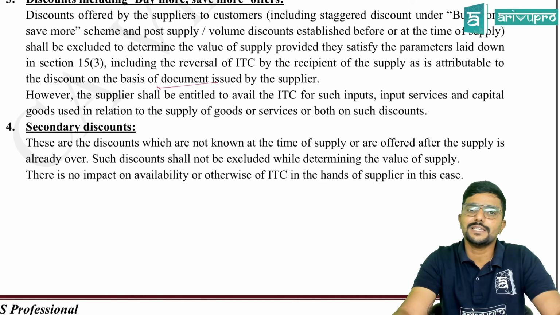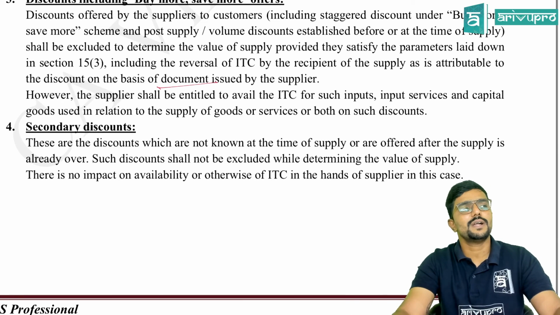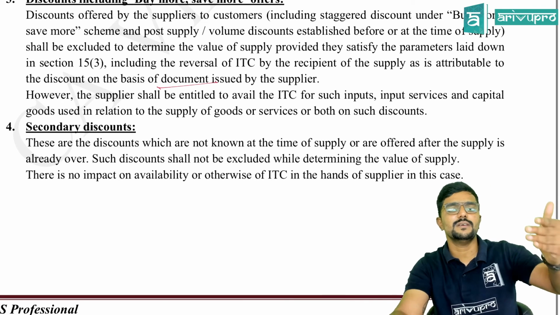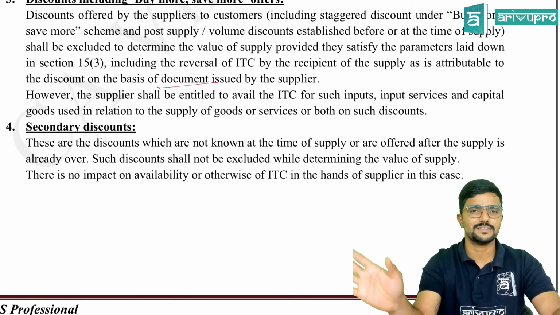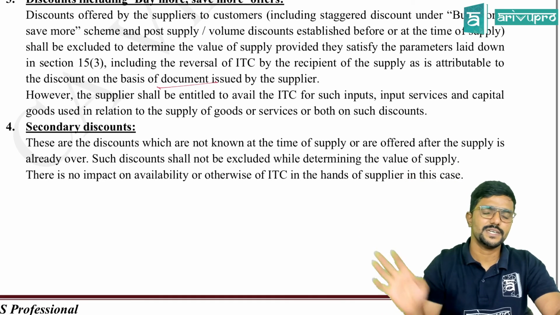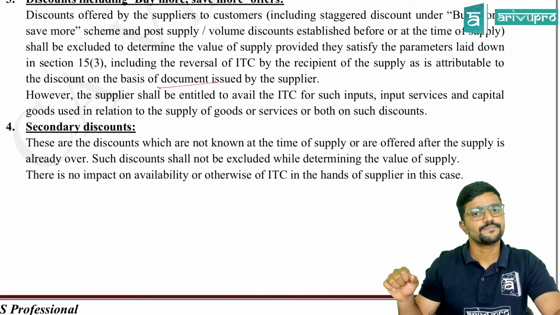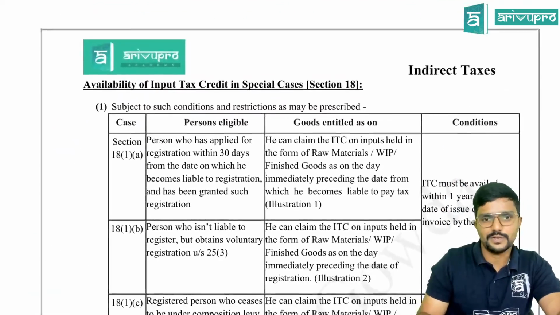See, while calculating the value of supply, we will not reduce it. But to claim ITC, whatever tax you have paid on your inward supply, irrespective of which discount you are giving, primary, secondary, third, whatever, you can claim ITC. You can claim ITC provided all other conditions are satisfied, guys. So this is the clarification given by way of circular.